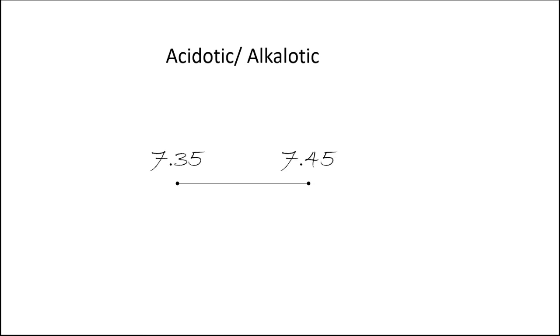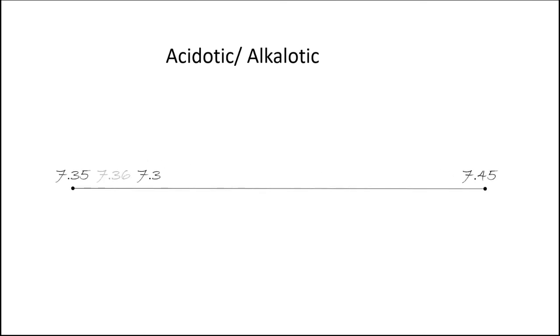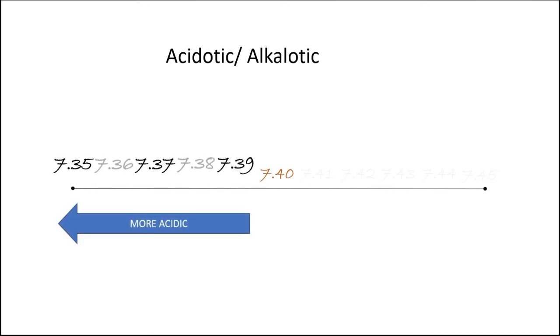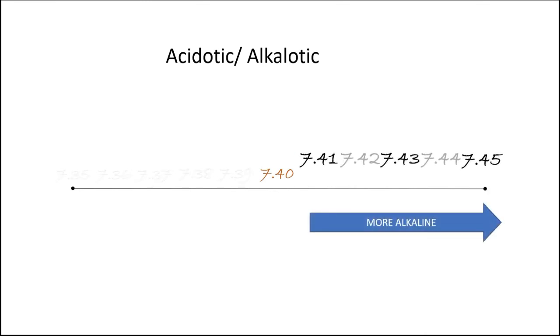As we have learned before, the normal pH is between 7.35 to 7.45. But if we further expand this range on a scale, we can see that the median or the average is 7.40. So according to this logic of acidotic or alkalotic normal, the values that lie to the left of 7.40 are considered more acidic or acidotic normal, and those lying to the right of 7.40 are alkalotic normal or more alkaline normal.